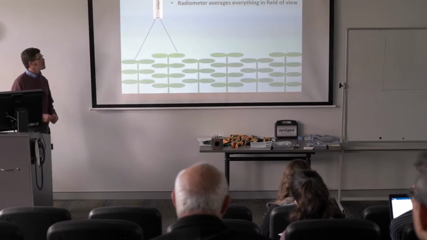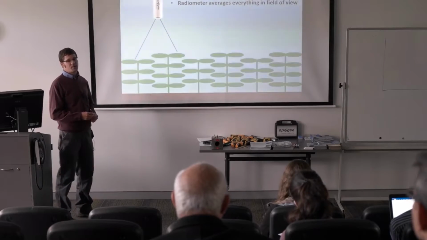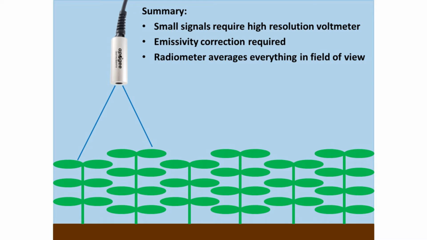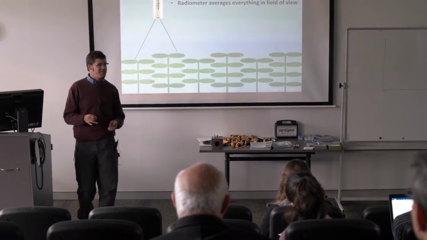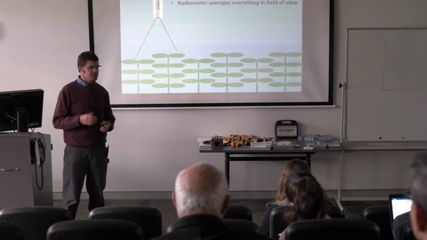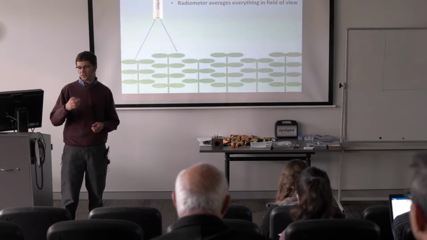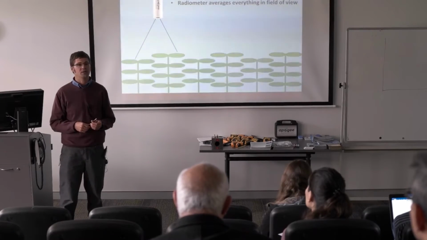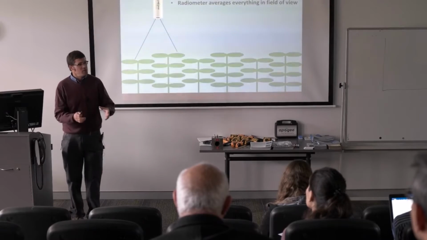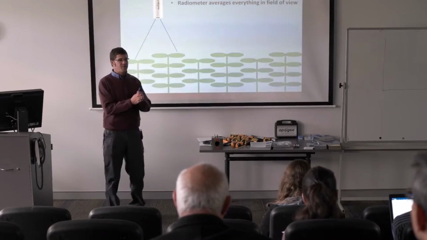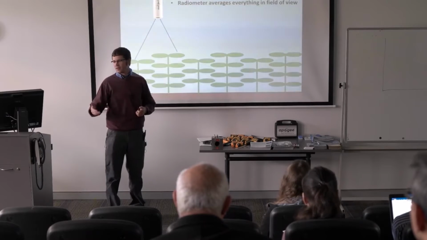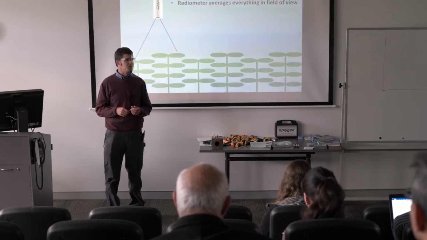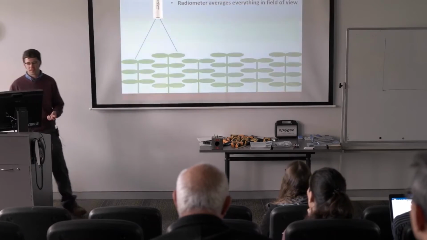So just a real quick summary of infrared thermometry or infrared radiometry. Small signals require a high resolution voltmeter. That's if you have an analog sensor. Nowadays a lot of sensors have analog to digital converters on board the sensor, and then they output digital signals like SDI12 or Modbus. And so if you want to make surface temperature measurements but you don't have a way to measure these small voltages, that doesn't mean you can't make the measurement. It just means you need to buy a version that outputs a digital signal like Modbus or SDI12.